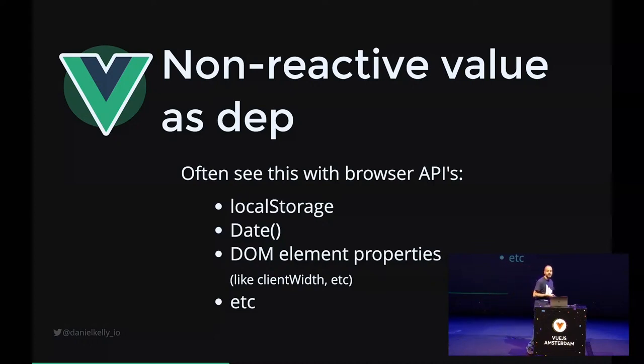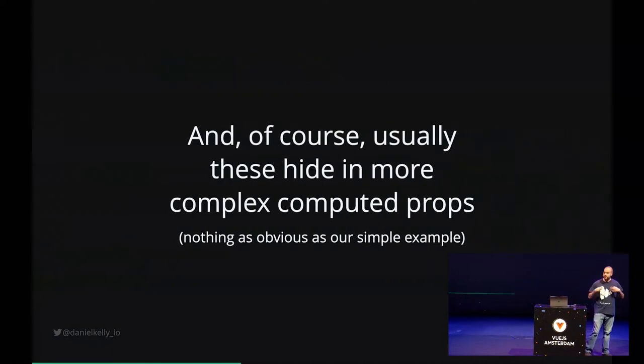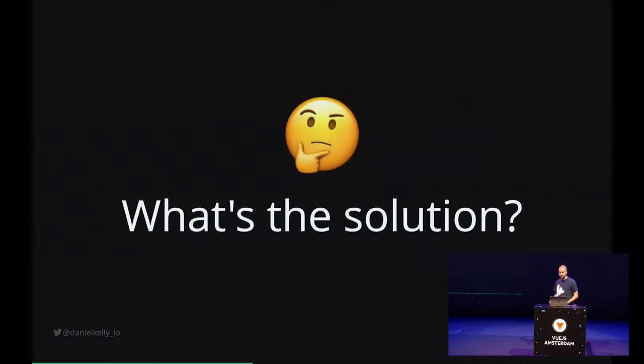And so I see people do this with local storage. I see people do this with the date object. I see people do this with DOM element properties. All right, you make some DOM update and you expect your reactive data to retrigger based on that change. And of course, we usually make this mistake in the context of a much larger computed prop, or watcher or whatever. It's not something as simple as the slides I just showed you. They're just there to show the point. So what's the solution?